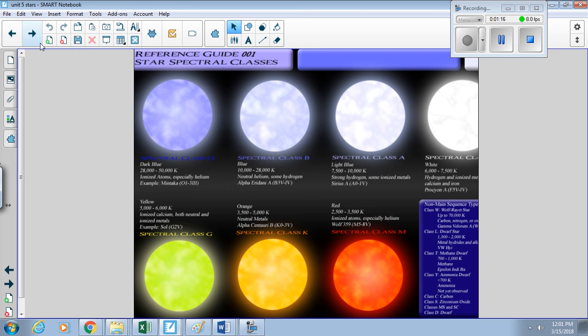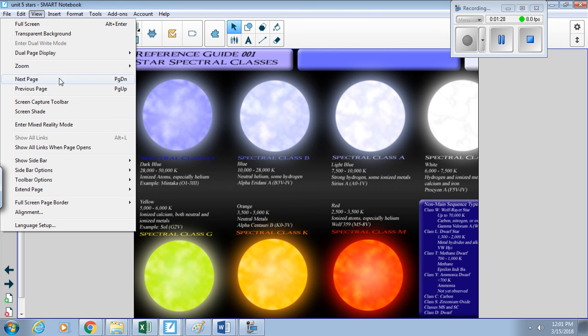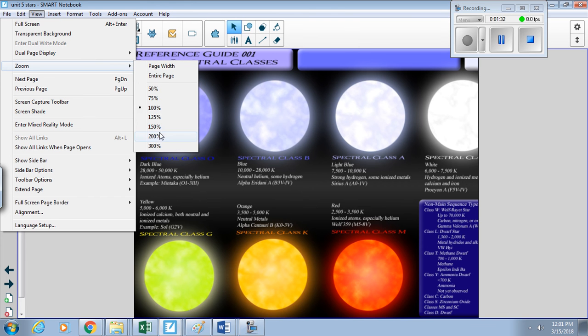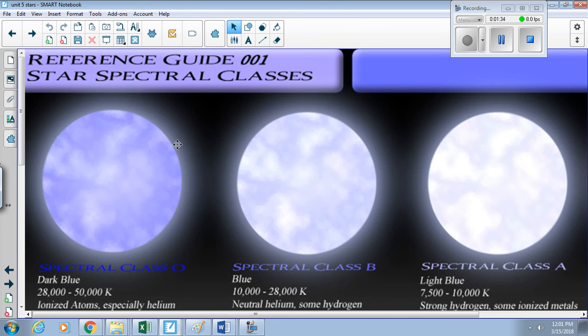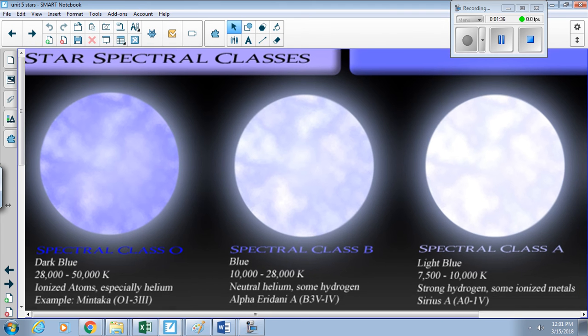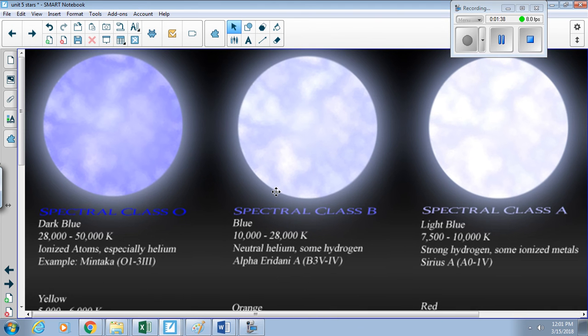Alright, so spectrum of stars here. These are all the spectral classes of stars. Stars are separated into different spectral classes based on their spectrum. And I will zoom in on this so that you can see it better. Alright, so here we have spectral class O. This is our dark blue. These are our hottest stars, probably young as well.